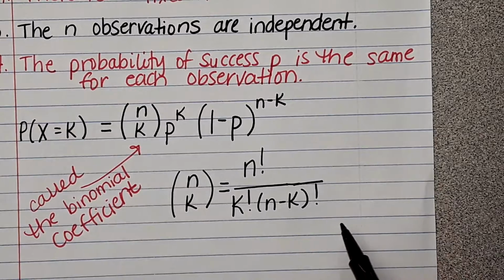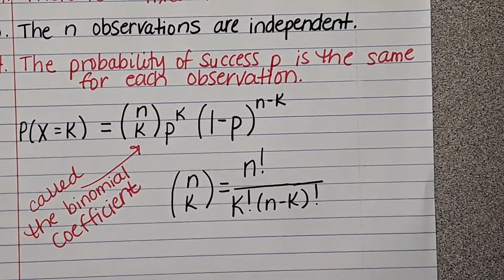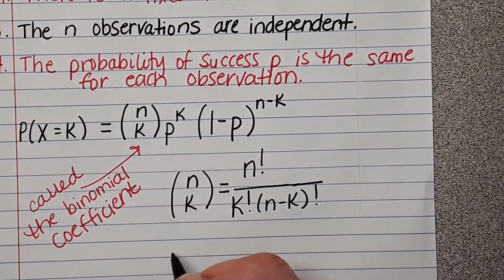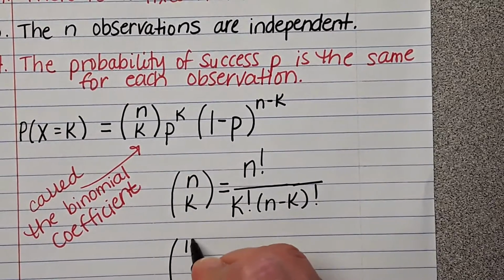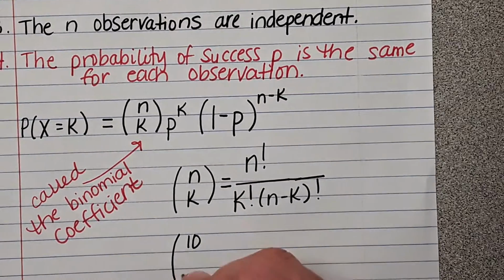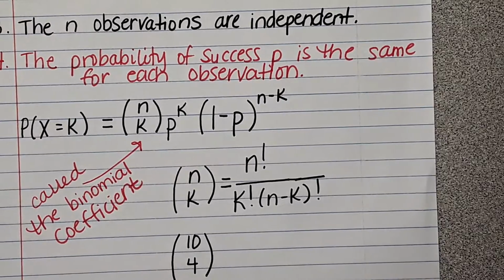Okay, this is your binomial coefficient. They will ask you to do it. So I just want to do an example with you, okay? So we'll do it with the 10, okay? So we had 10 questions, right, on our quiz. And how many? We wanted 4, right? Because that was the most that we got correct on this quiz.